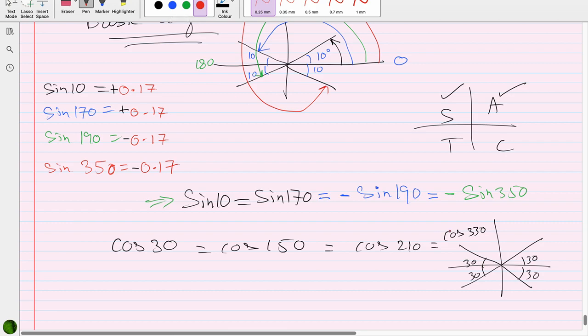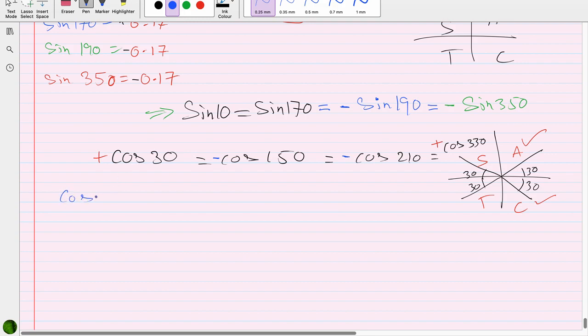Now we have to add positive and negative signs. We know add sugar to coffee. We know that cos is positive in the first and last only. So first is positive, last is positive. The values in between them are negative. If you multiply this negative value with a negative sign, that will turn into a positive value.